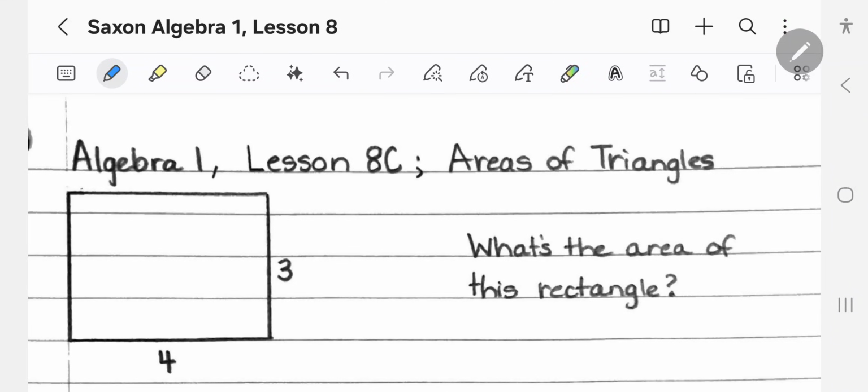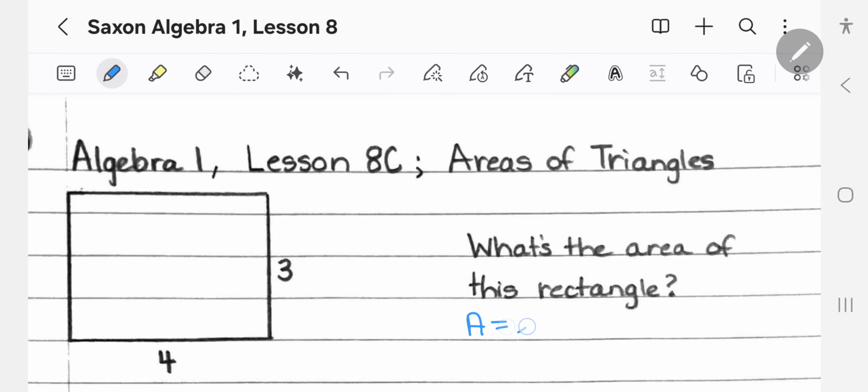This is Algebra 1, Lesson 8C, Areas of Triangles. So we've discussed rectangles and squares in a previous video. Now we're going to talk about triangles. But first, let's start with something we already know, and that's a rectangle. What's the area of this rectangle?